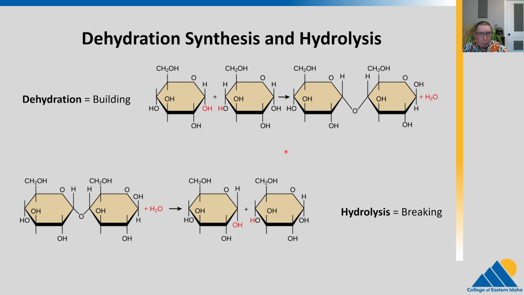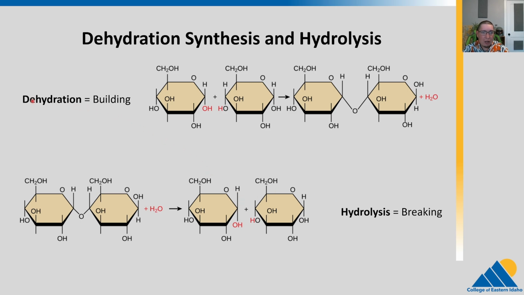How do these polymers get formed? Well, there's two basic types of reactions that can form these things. First, we have the dehydration reaction. Okay, we'll talk about why it's called a dehydration reaction. Then we'll talk about the opposite of that, which is called a hydrolysis reaction.